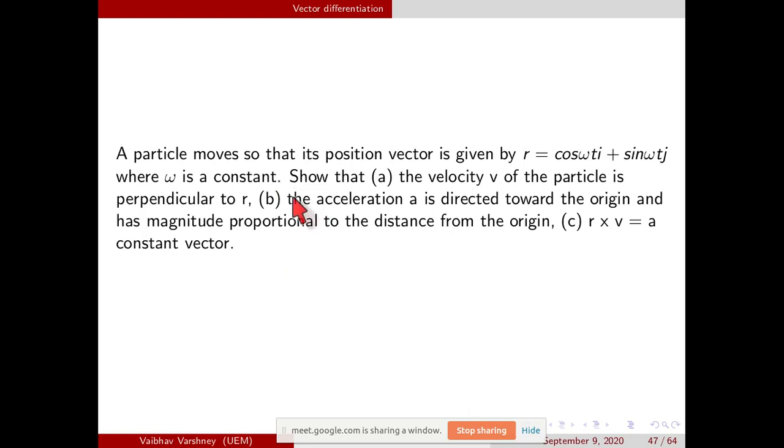So let's do the second part. If anyone has not done it, you can discuss with each other and ask me also. The second part is: the acceleration A is directed toward the origin and has magnitude proportional to the distance from the origin. For this we have to calculate the acceleration. Acceleration means dv by dt. Whatever expression we obtained for v, just take its derivative again and tell me the expression of acceleration. We have to find the double derivative, d square r by dt square.